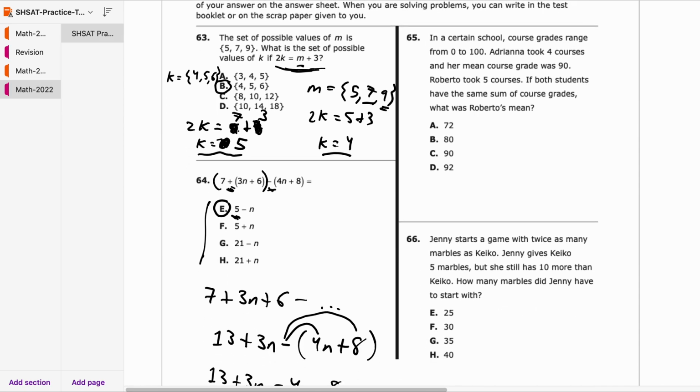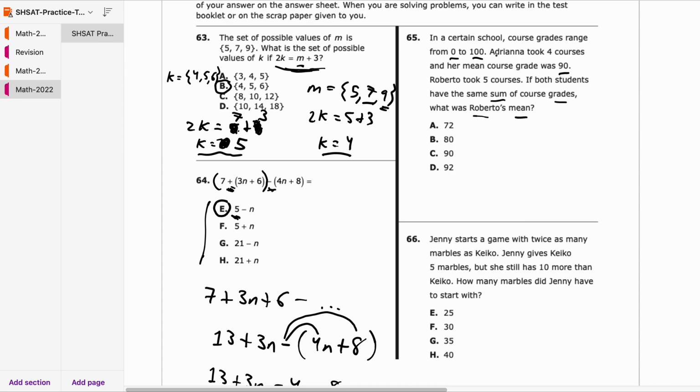Okay, so now 65. So in a certain school, course grades range from 0 to 100. Adriana took 4 courses and her mean course grade was 90. Roberto took 5 courses. If both students have the same sum of course grades, what was Roberto's mean?